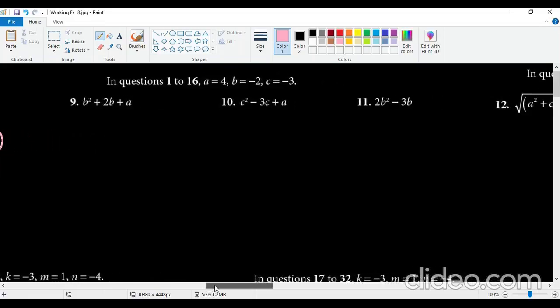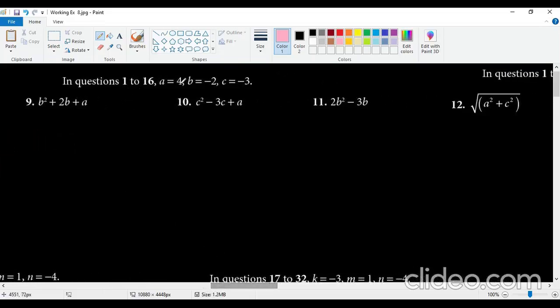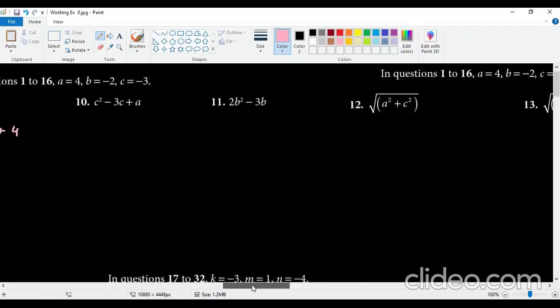When it comes to question number 9, I'll be using the same method by putting the values. B value is negative 2, squared, plus 2 times b, again negative 2, and plus a value, which is 4. This is going to give us 4 minus 4 and plus 4. So plus 4 and minus 4 are going to cancel. So plus 4 is going to be your final answer for this question.